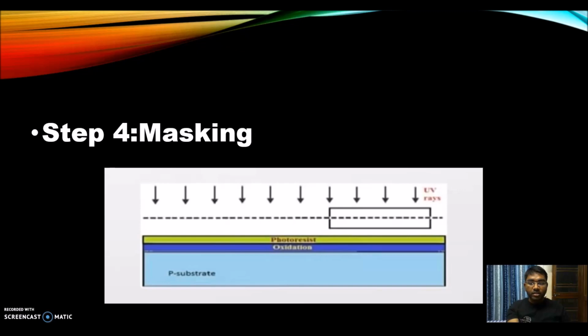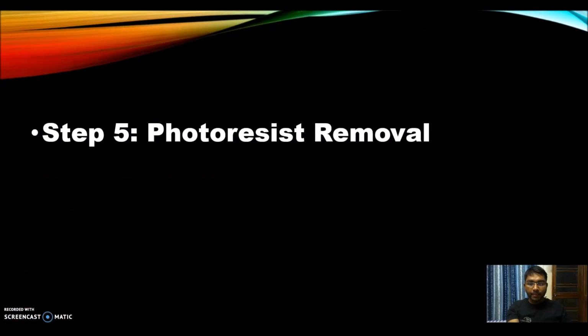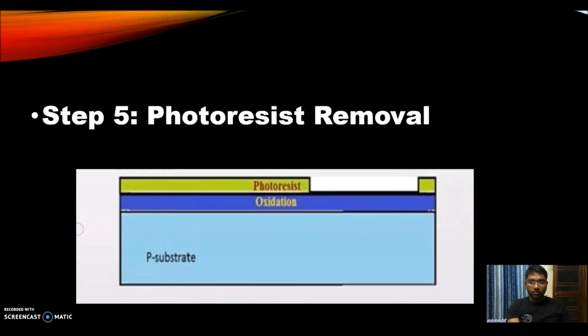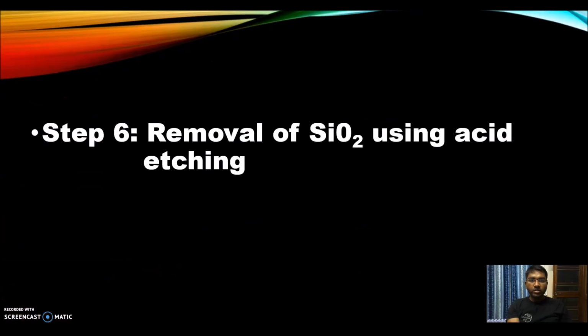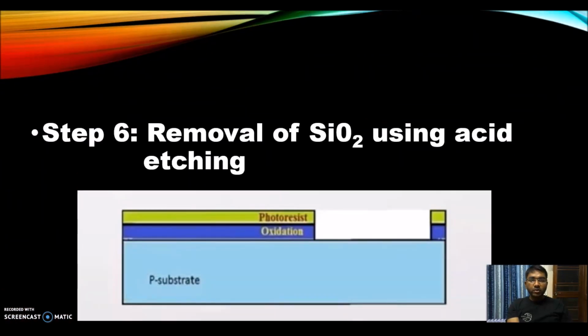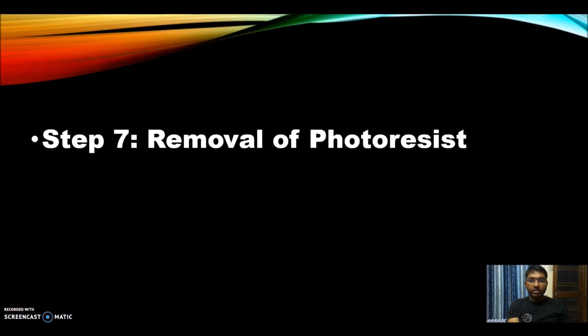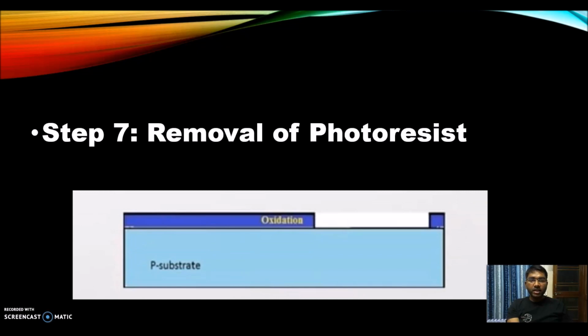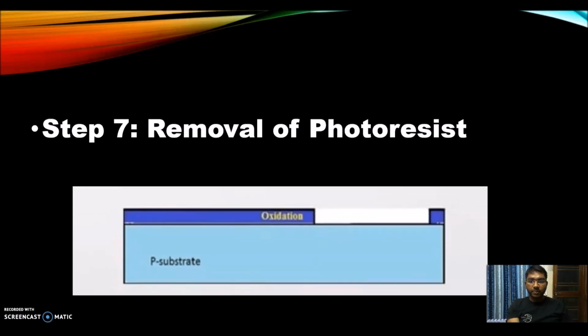The photoresist is exposed to UV rays through the N-well mask. The exposed part of the photoresist is removed by treating the wafer with a basic or acidic solution. The SiO2 oxidation layer is removed through the open area made by the removal of photoresist, using hydrofluoric acid. The seventh step, removal of photoresist. The entire photoresist layer is stripped off as shown.